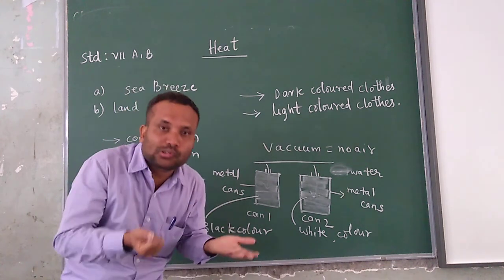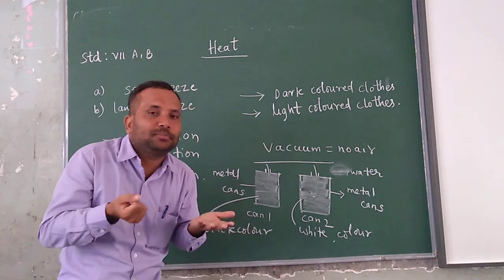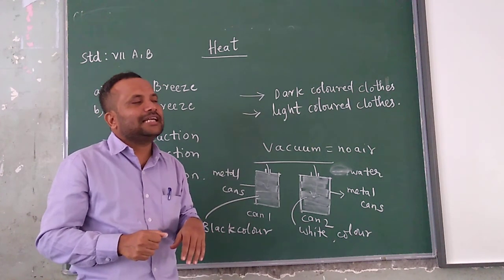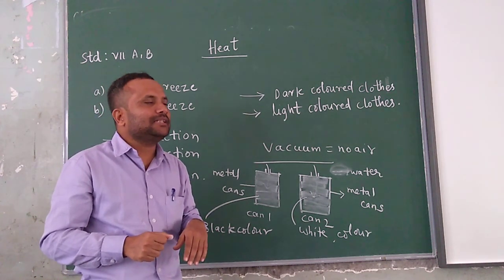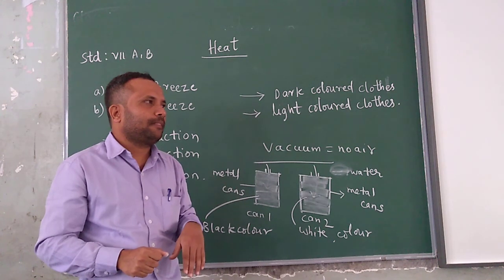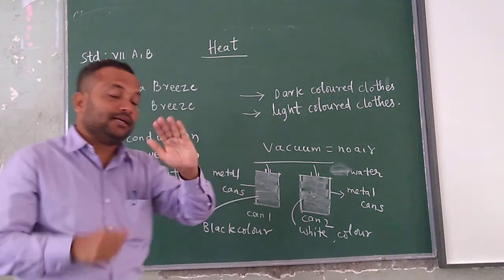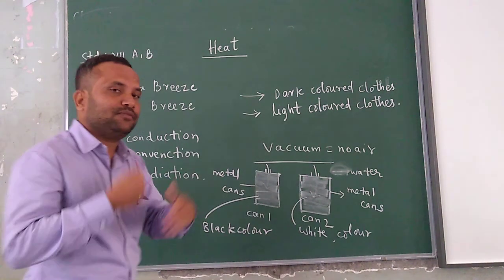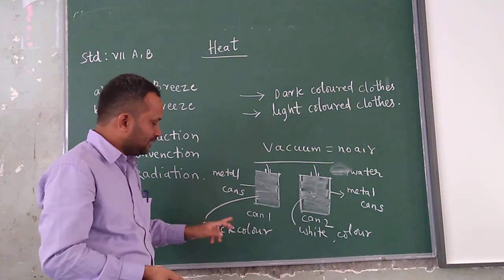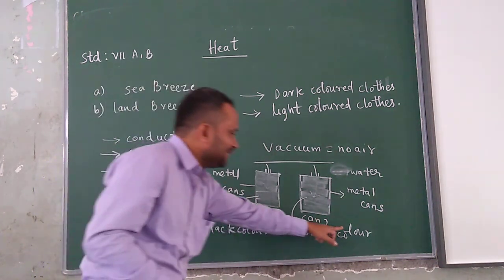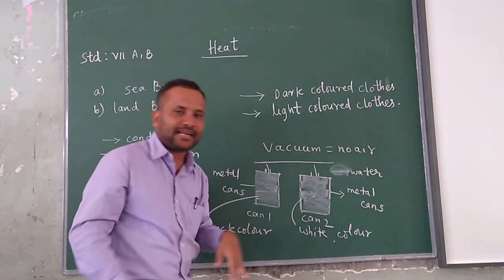Light color clothes also, they don't absorb that much heat. Then children, the same thing. Now this is one more concept, what I will speak now is a different concept. Okay, this was a black color painted can and a white color painted can.